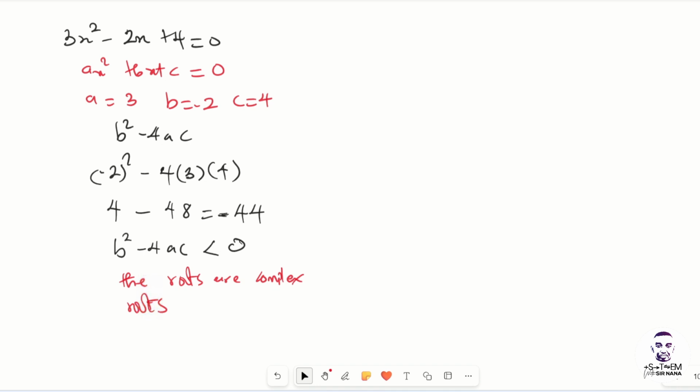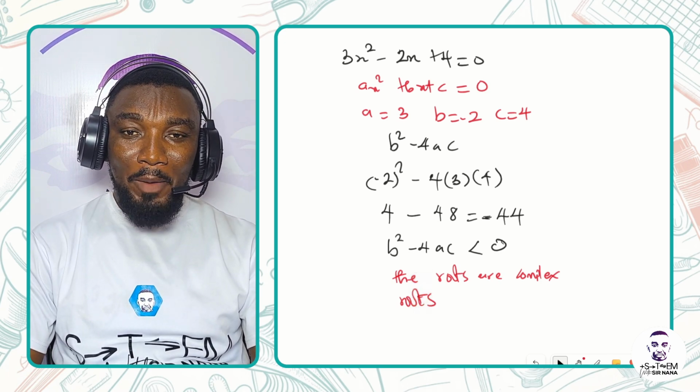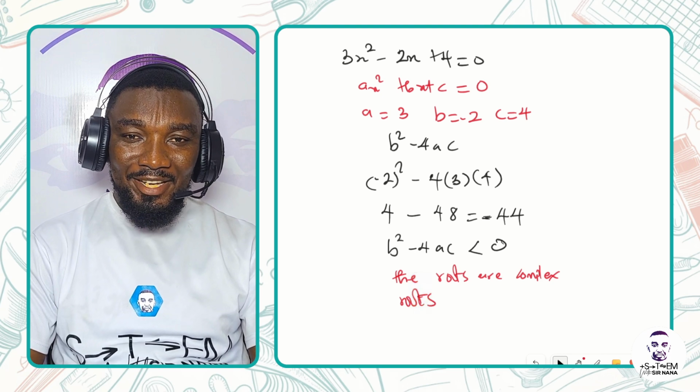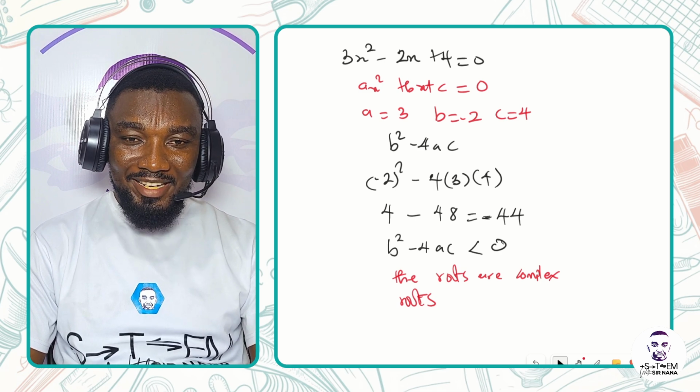So in this lesson, we've gone through a series of questions to look at the nature of roots of quadratic equations and realize that when we consider the b squared minus 4ac part of the quadratic equation, if it is greater than 0, then the roots are real. If it is equal to 0, they are real and equal. And if it is less than 0, they are complex.